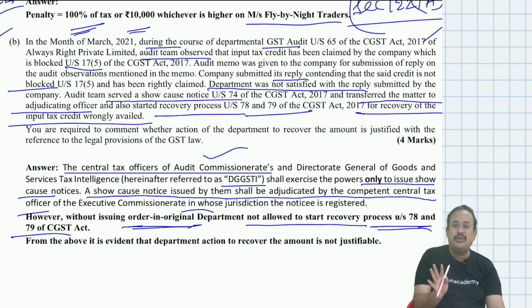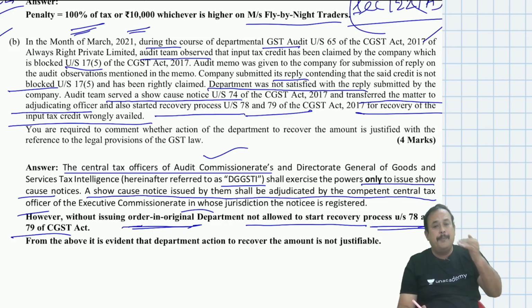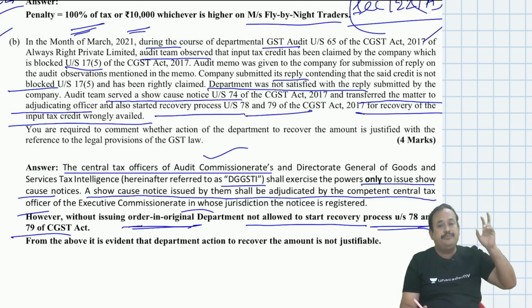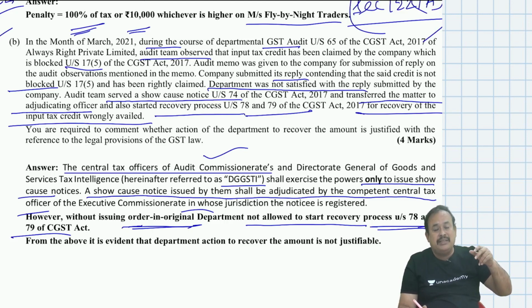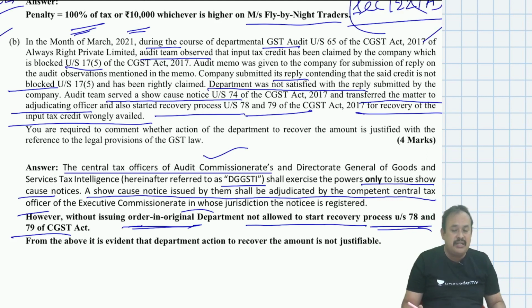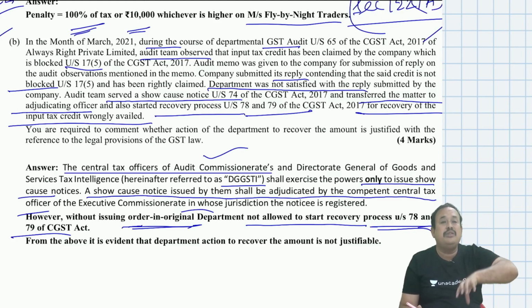Issue of a show cause notice by the audit team or audit commissioner is acceptable, and adjudication of the order should be done by the proper officer of central tax: superintendent up to 10 lakhs, assistant commissioner or deputy commissioner from 10 lakhs to 1 crore. For more than 1 crore without upper limit, the joint commissioner or additional commissioner can adjudicate the orders. Like that, the officers of central tax should adjudicate the order by issuing the order in original.